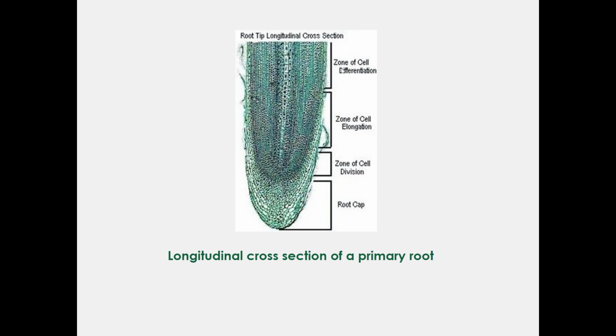So here we see the zone of differentiation, zone of elongation, and the zone of cell division. And the zone of elongation is going to have the most mitosis. That's where most of the plant growth is going to occur in the root system. There is a zone of cell division. That's just where we have most of the meristematic tissue, and it's protected by the root cap.